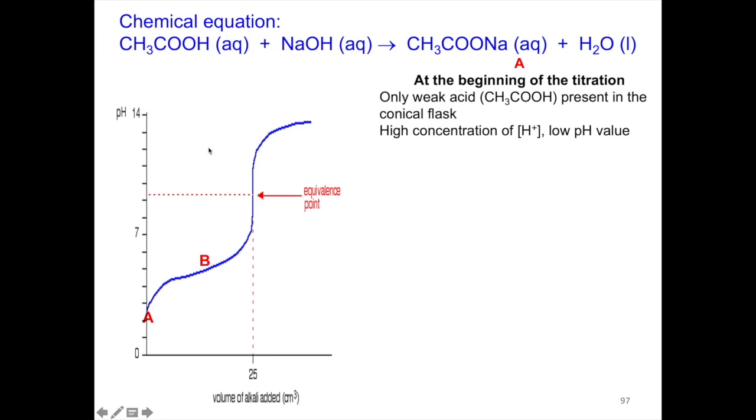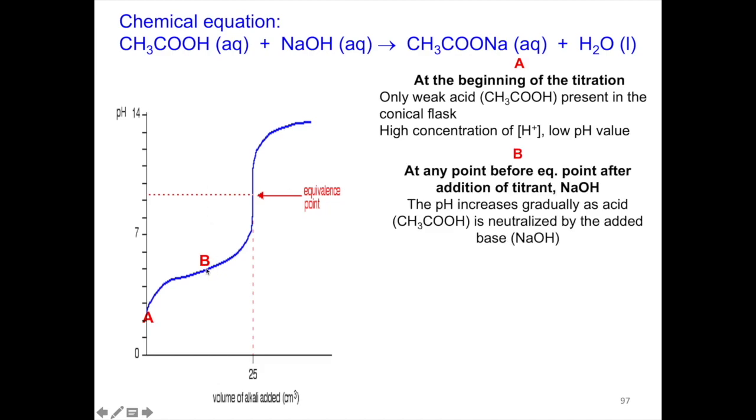Next is point B. This is the point before the equivalence point after additions of NaOH. When you add NaOH into the acid, the pH increases gradually as the acid is neutralized by the added base. Then when you add exactly 25 ml of alkali into the acid, there is an equivalent amount of acid and base being mixed stoichiometrically. This is at point C, the equivalence point.